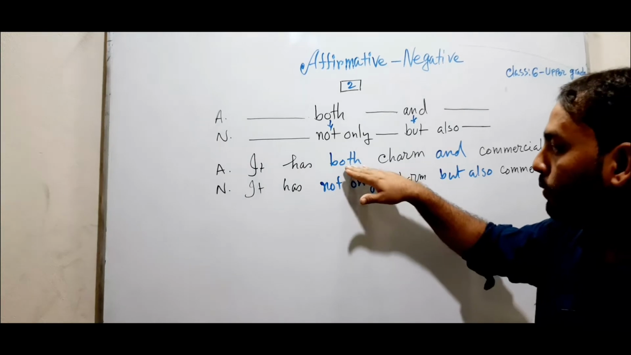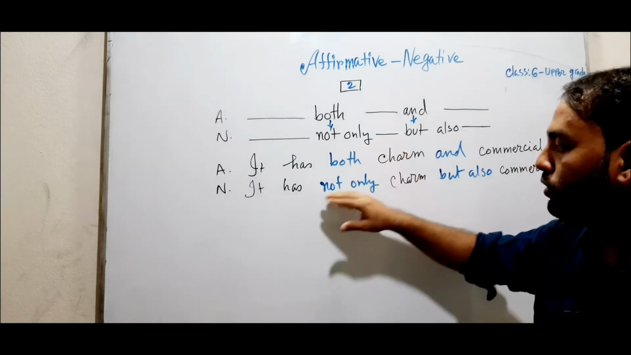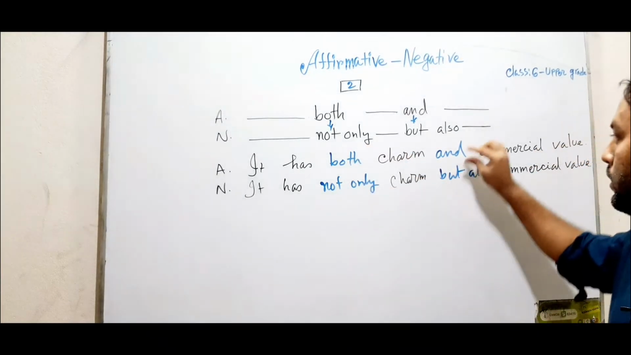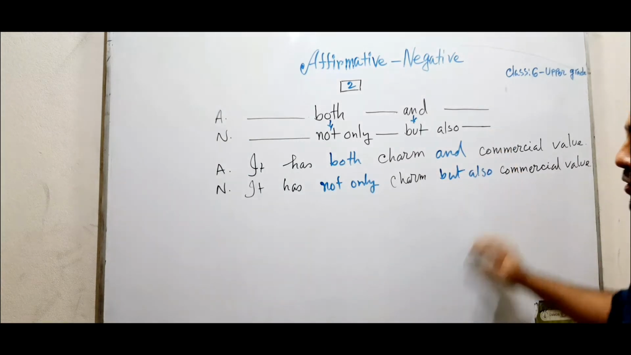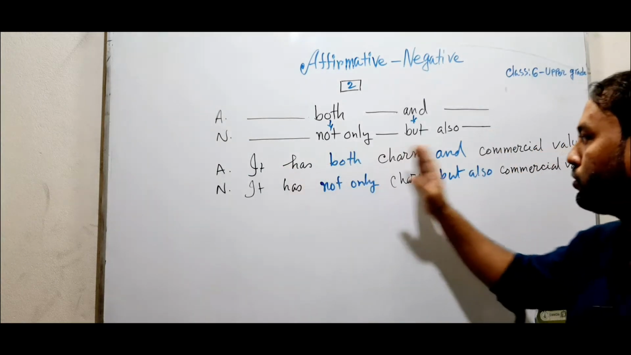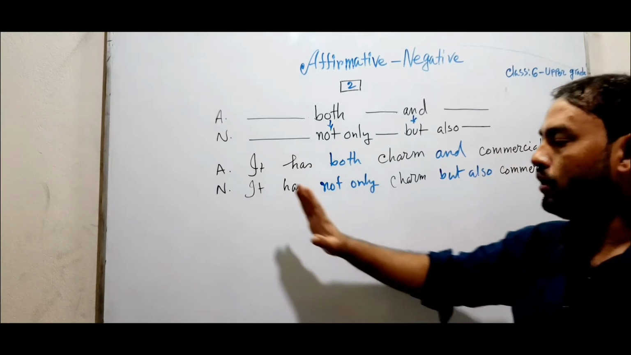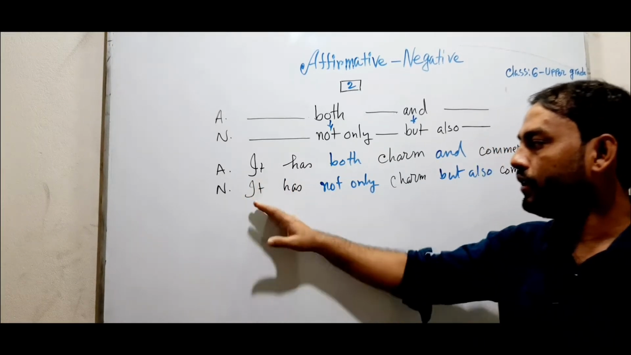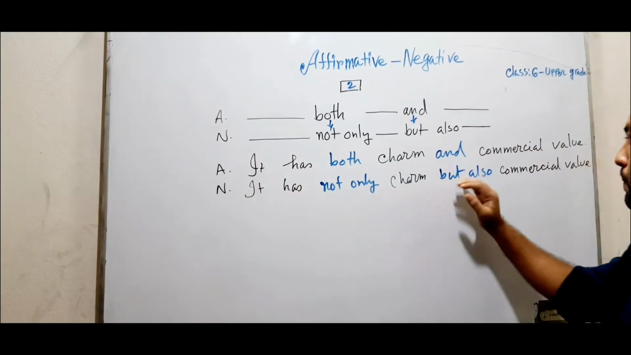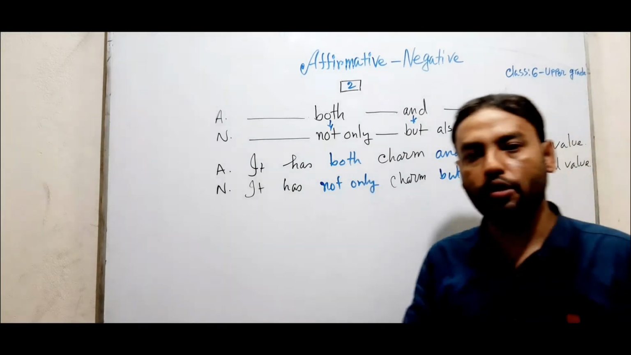Here you can see both. Instead of both we have written not only. Instead of and we have written but also. It has both charm and commercial value. The negative sentence is: it has not only charm but also commercial value. Hope you have understood the second rule. My dear students, rule number 3.